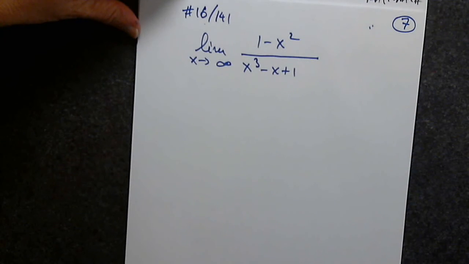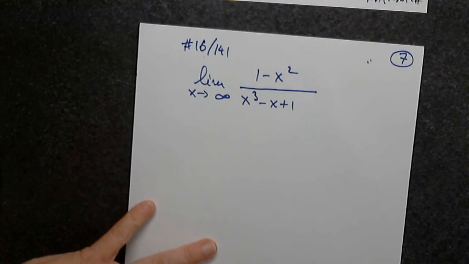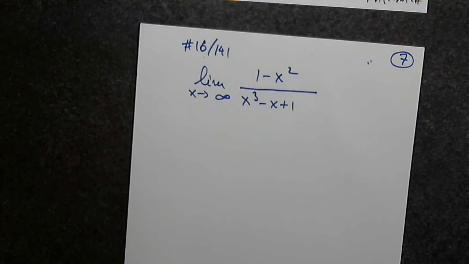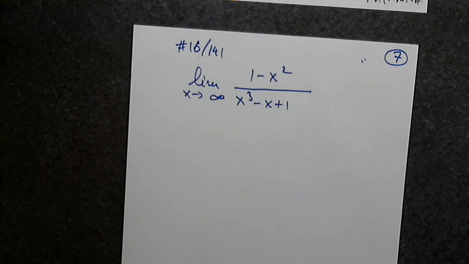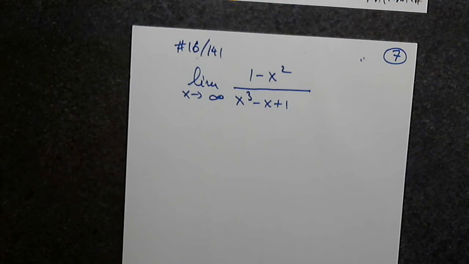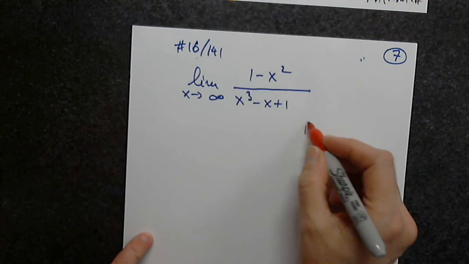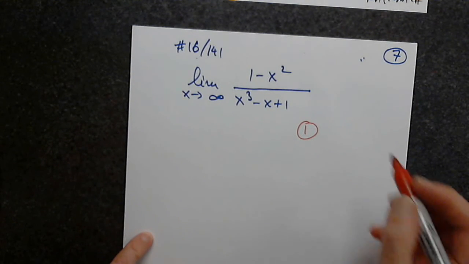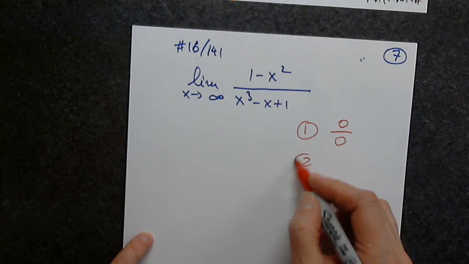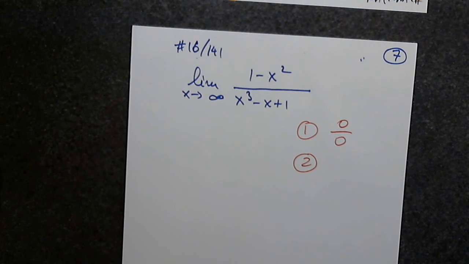Coming back to our indeterminate cases, how many indeterminate cases did I mention we have? Seven. What was the first one that we looked at? This will be the second one. We're going to add on.